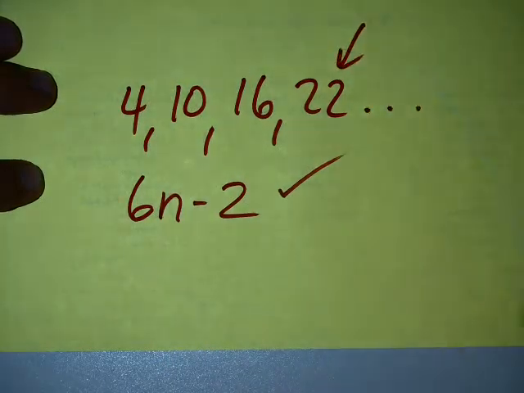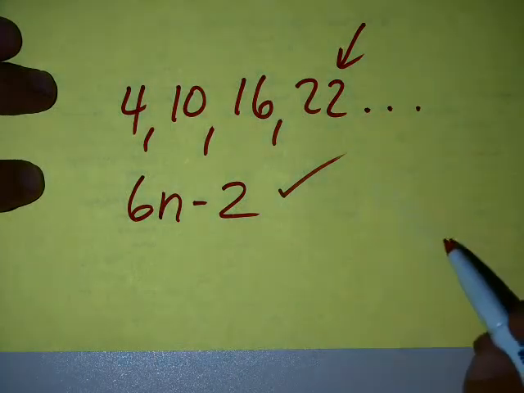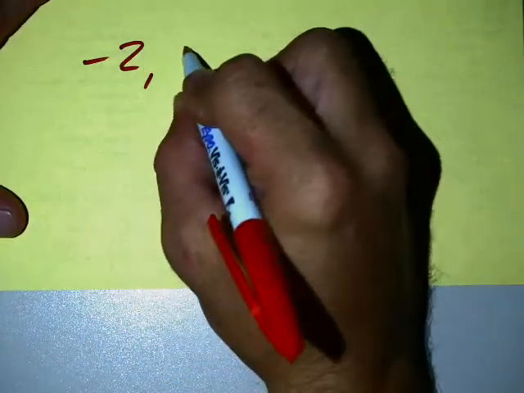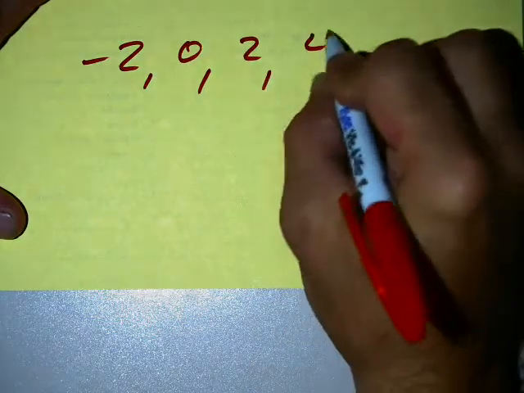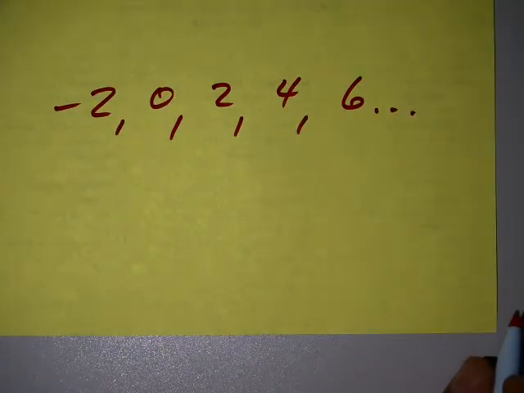Maybe check the fourth one. Put a 4 here. 6 times 4 is 24. Minus 2 is 22. Okay? Negative 2, 0, 2, 4, 6, and on forever. Okay, give this one a shot.